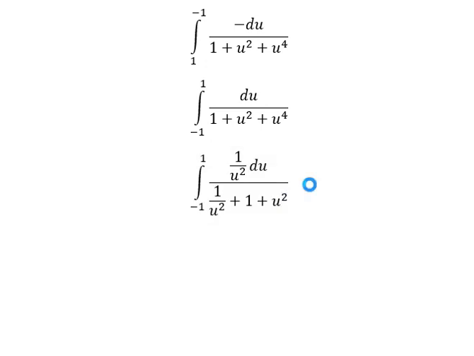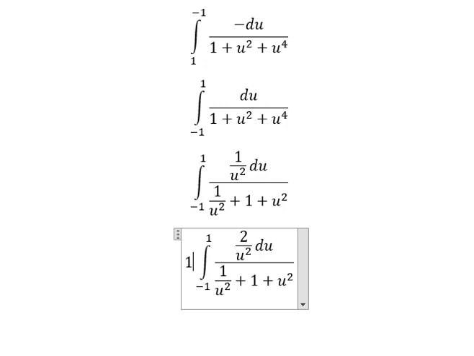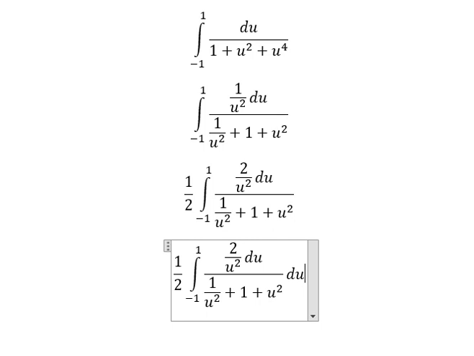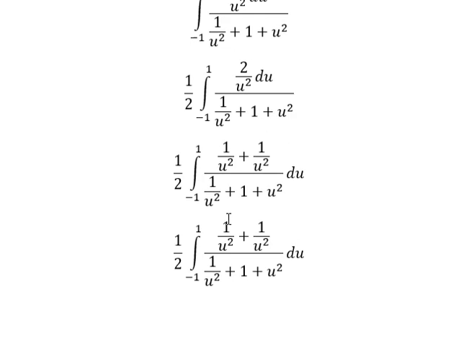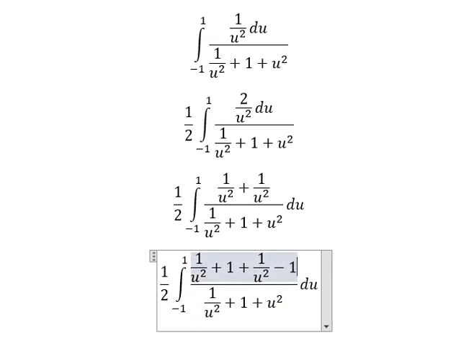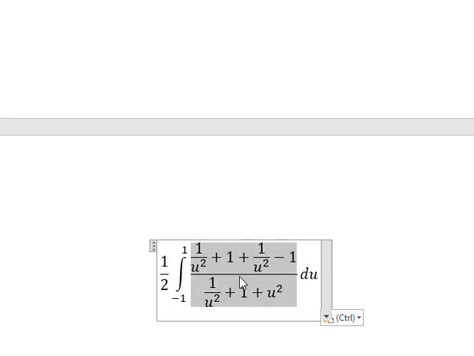Next, I will multiply by number 2 on numerator and the denominator. So, in this one, that is about 1 over u square plus 1 over u square. Later that, we need to add about number 1. Then we need to minus about number 1. So, in this one, we can separate them in here.